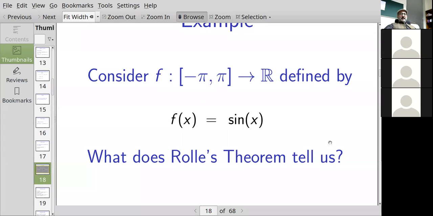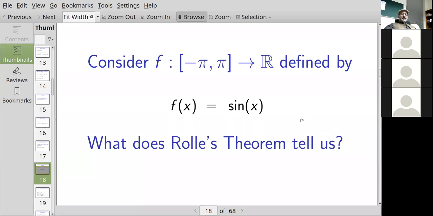All right. So f sends [-pi, pi], defined by f of x is equal to sine of x. So is the sine function continuous on closed [-pi, pi]? Yes, it's continuous everywhere. Okay. Is it differentiable on (-pi, pi), not including -pi, not including pi? Yes, because it's differentiable everywhere on the real line, so it's differentiable in that interval. Okay.